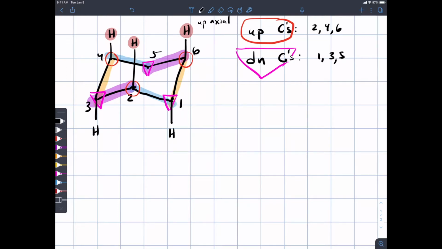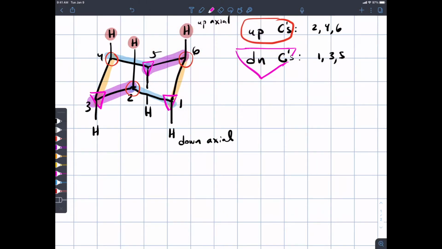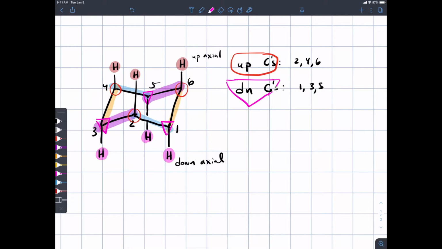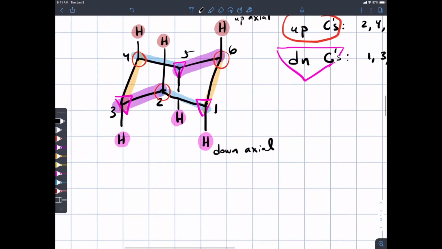All right, at all of the down carbons indicated by these triangles, we've got down axial protons, which I will again highlight in this lovely pink color, which I think on the screen isn't that different from the red color, but oh well. Okay? You with me so far? Up carbons have up axial protons, down carbons have down axial protons. The axial ones are easy. The equatorial ones are more difficult, and you're going to struggle with that, so you're going to need to practice.